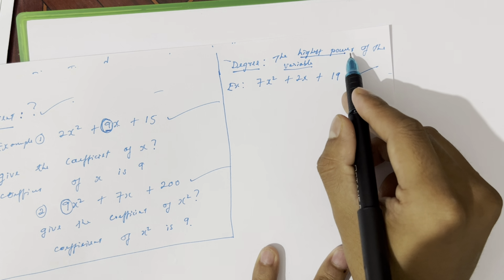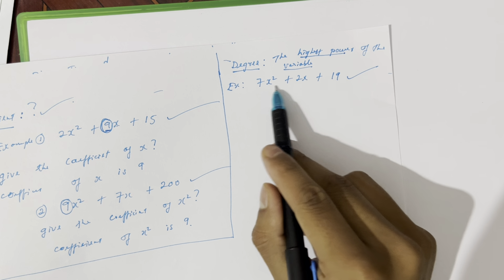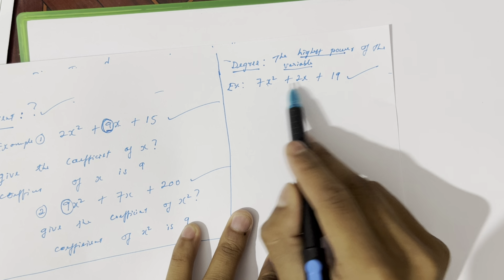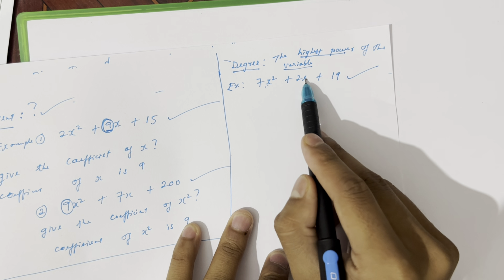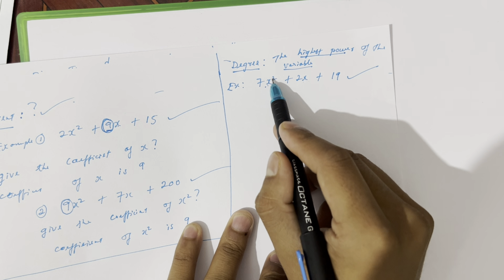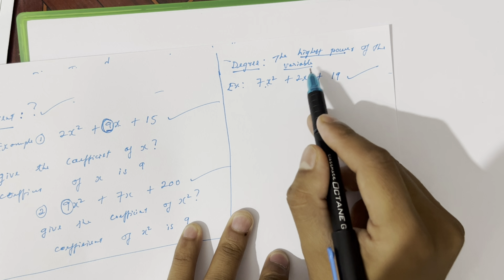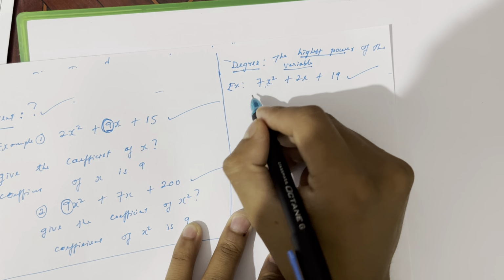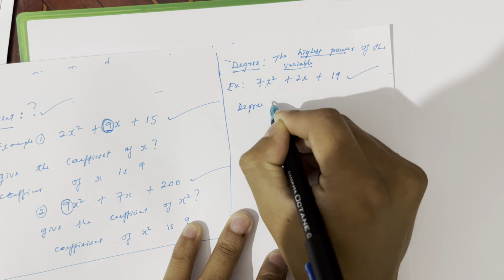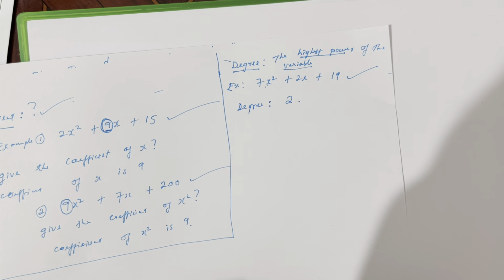Now let's check this example. Which is the highest power? The variable, you know already, like I said, is an alphabet. What is the variable here? X, right? Now which is the highest power? You compare x squared or x to the power 1. So the highest power here is 2. Here x to the power 2, here x to the power 1. So 2 is the highest power. So the degree here is 2.